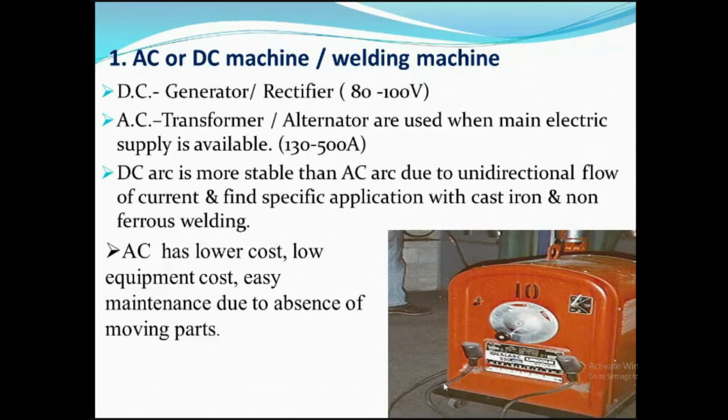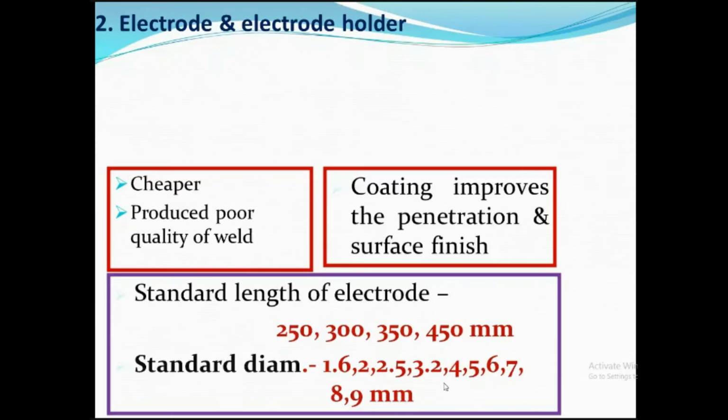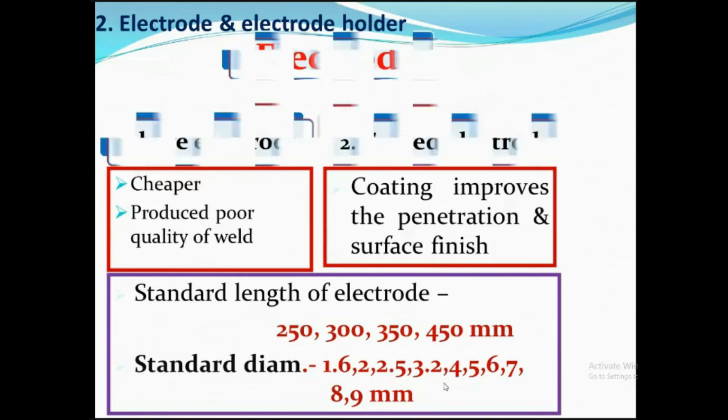Second, DC arc is more stable than AC arc due to the unidirectional flow of current. And it finds specific application with cast iron and non-ferrous welding. AC has lower cost, low equipment cost, and easy maintenance due to the absence of moving parts. नेक्स्ट इज तुमचा electrode and electrode holders.